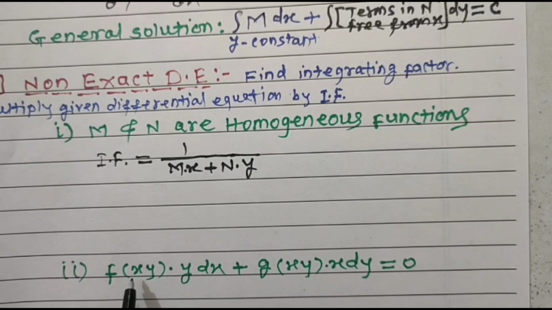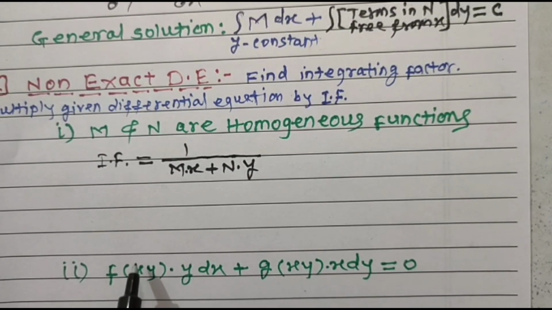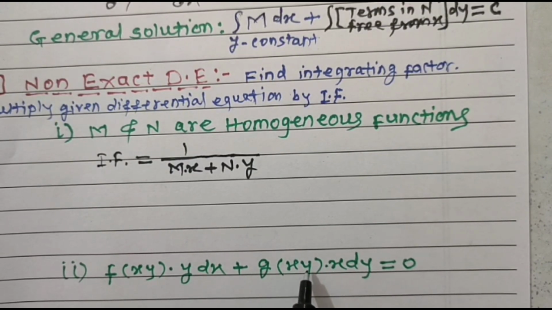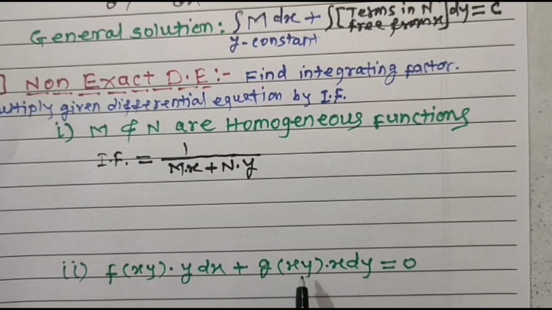x and y, multiplication of x and y, and here the power of x and power of y must be the same, into y dx plus g of x into y. G is also a function of the product of x and y. Here also the power of x and power of y must be the same. Whatever may be the power of x and power of y in this function, the same power of x and power of y will be in this function. Okay, so g of x into y into x into dy is equal to 0.